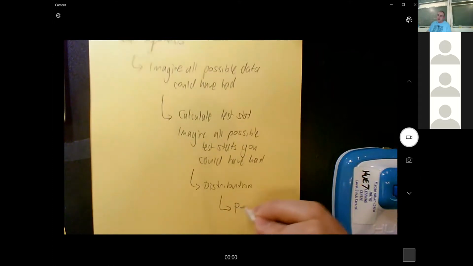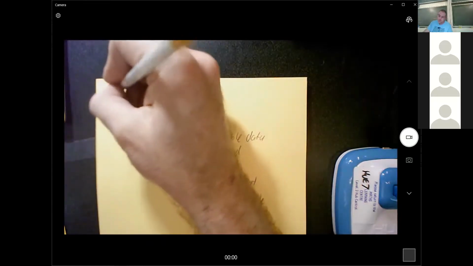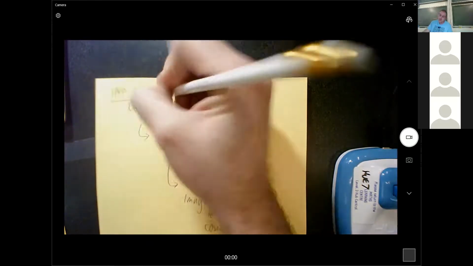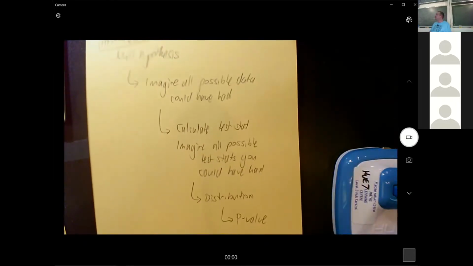And you get a p-value. The p-value is the probability of your test statistic being further away from, usually, 0 than the one you've got. Your p-value is the probability of all the other possible test statistics that could have happened being further out from the center than yours. That's how a hypothesis test works. Some people call them significance tests. I call them hypothesis tests. And they work this way.